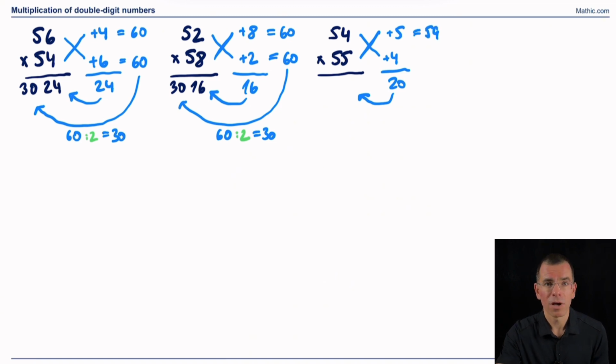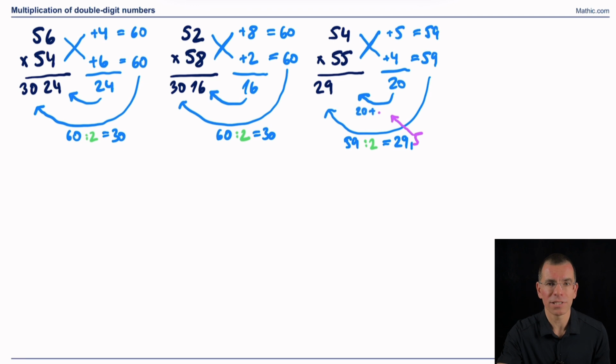54 plus 5 and 55 plus 4 is 59. Divided by 2, we get the result of 29.5. We have first two digits of 29, but 0.5 will be moved to the next two digits, so we will increase 2 by 5 to get 7. So the final result is thus 2970. Let's try one more similar example, multiplying 52 times 57.